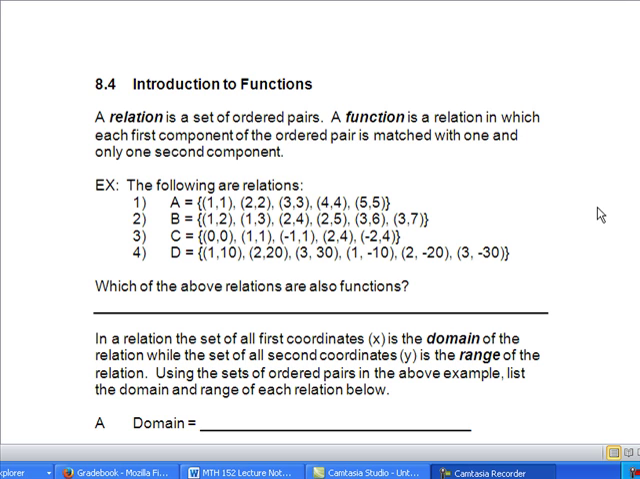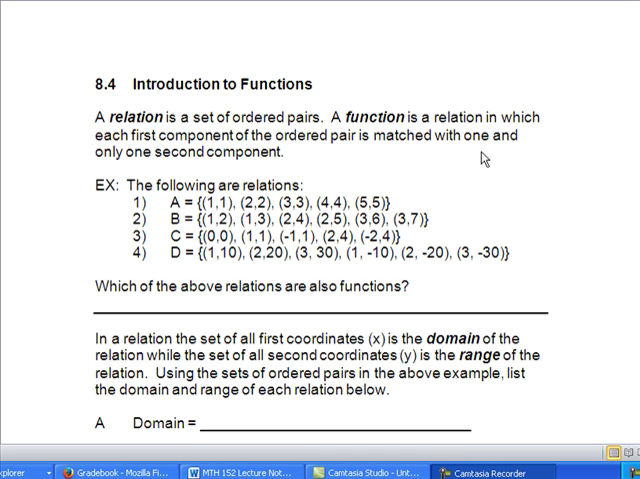It is a relation in which each first component of the ordered pair is matched with one and only one second component. So the question I asked below the example: which of the above relations are also functions? If we look at A, we see that we have no first element repeated. So each first component is matched only with one second component.